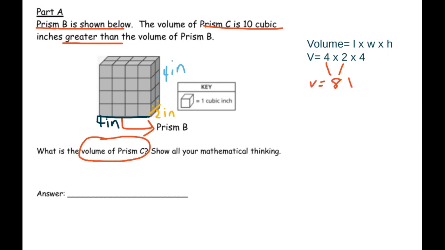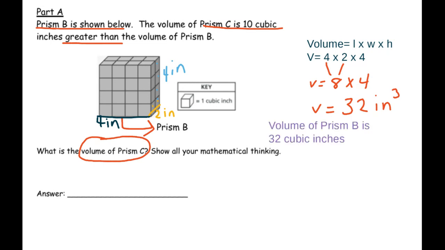And then we could do 8 times 4, and that'll give us a volume of 32 cubic inches. Now remember, this is not the volume of prism C. This is the volume of prism B. So we're going to just write a note to ourselves that this is the volume for prism B. Now that we know the volume of prism B is 32 cubic inches, we can use that information to figure out the volume of prism C.